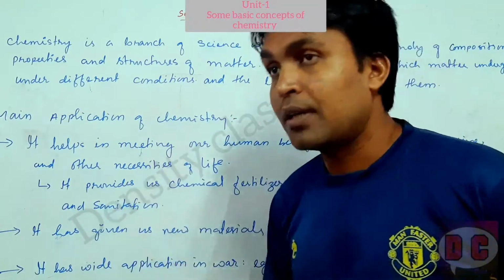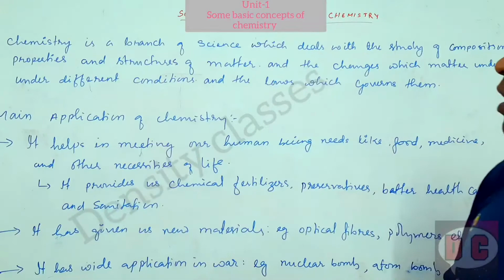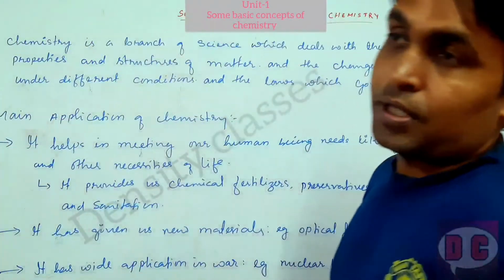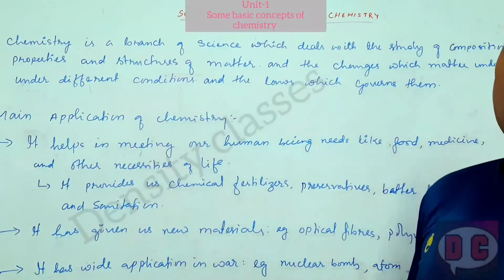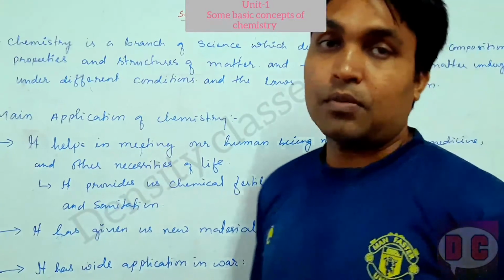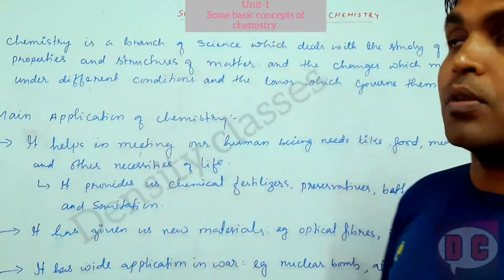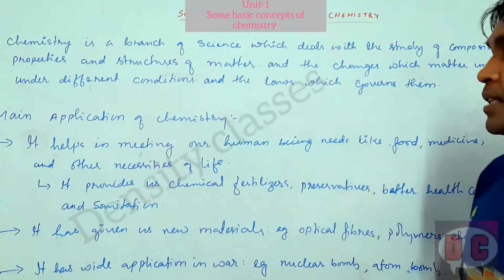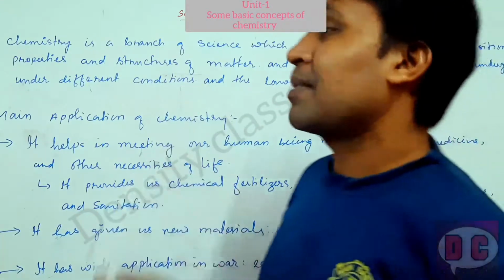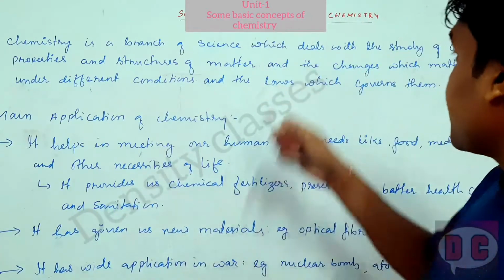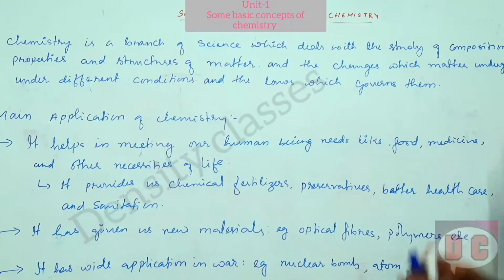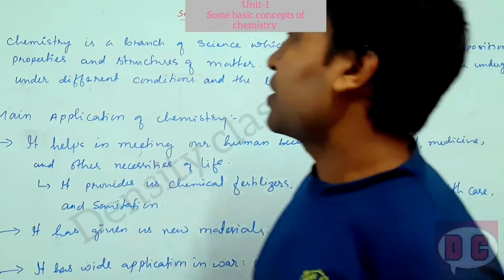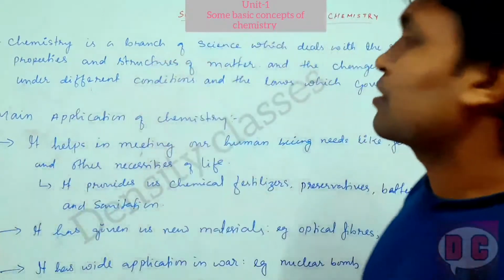Some basic concepts of chemistry. This is unit 1 of class 11. First of all, let us try to understand what chemistry is and why we need to study it, what the future scope and applications of chemistry are. So first, what is chemistry? Chemistry is a branch of science which deals with the study of composition, properties and structures of matter.